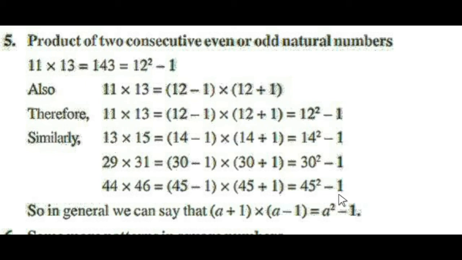So what we can see here? So the formula we can use, in general we can say that a plus 1 into a minus 1 equal to a square minus 1. So in this way we can find the product of two consecutive even or odd natural numbers.